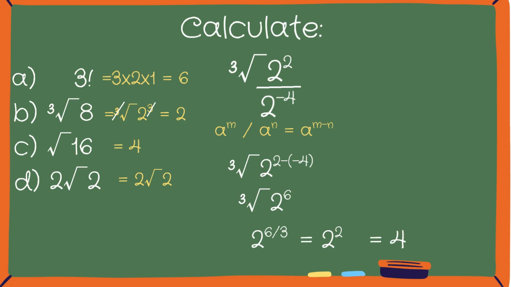And now the answer will be A, B, C, or D. Obviously the letter C, which was originally the square root of 16.